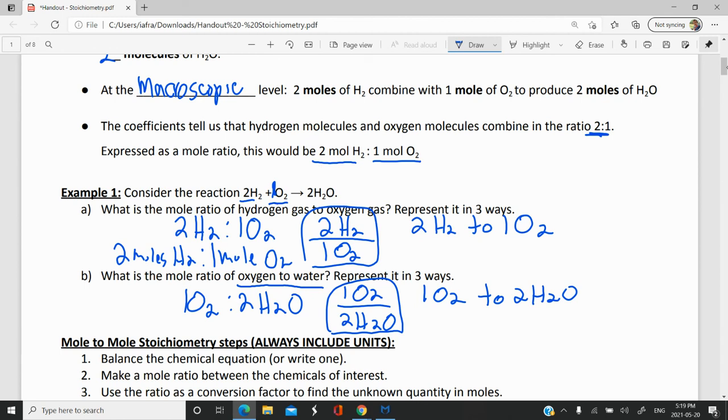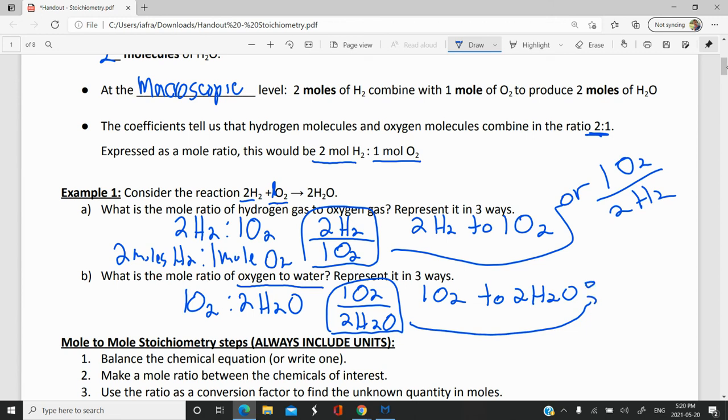You can also write this flipped as well, and it means the same thing. It's just you're writing it in the reverse way. So, for example, you could say for every 1 O2, you have 2 H2s. And you want to use the correct ratio depending on what your problem is. And same thing over here. You can say for every 2 H2Os, you have 1 O2. So you can also do it that way.